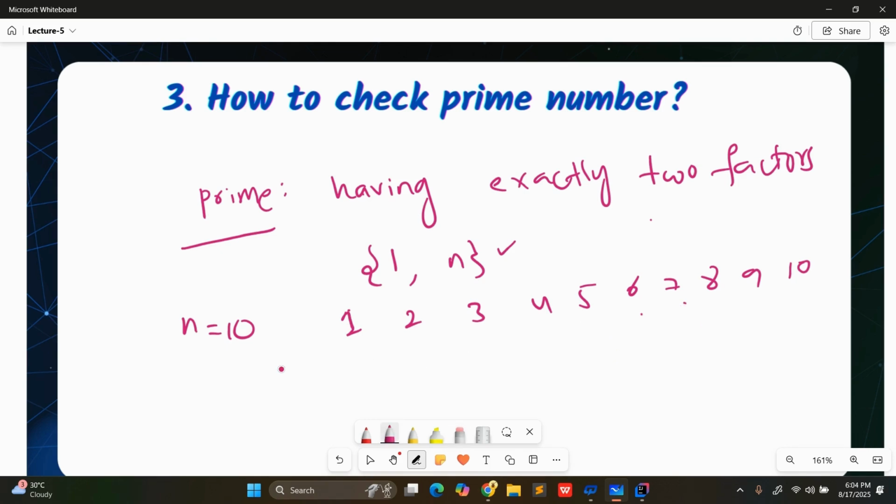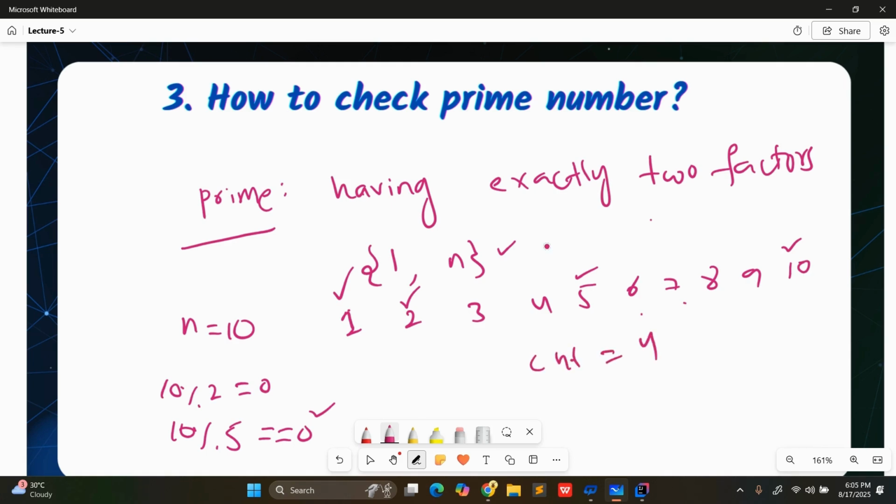So what are the factors of 10? You can see this is divisible: 10 modulo 2 is equal to 0, that is 2 into 5. And you can see 10 modulo 5 is giving you 0. So this is also a factor, this is also a factor, and at the last, 10 is also a factor of itself. How many factors have you found? The count of factors is 4.